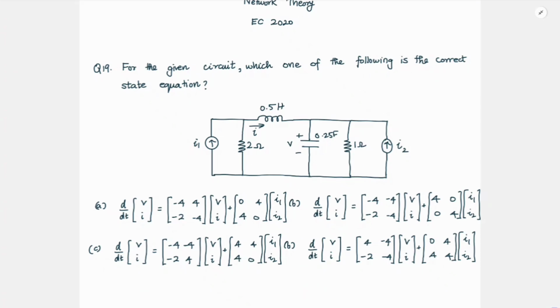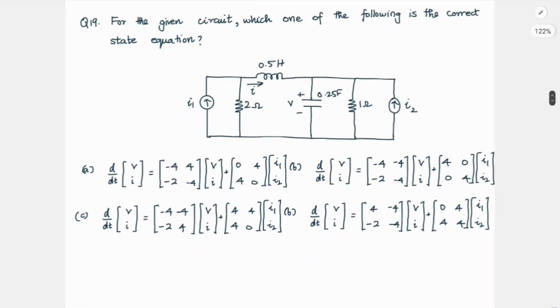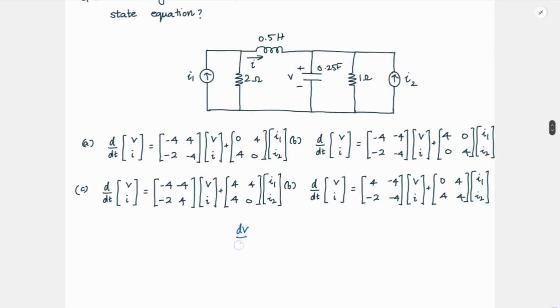So state equation you might learn in control system, but in the question it is clear, even if you only have the knowledge of network theory, what they are asking. So here they have given the circuit, and if you see the options, you have d by dt of V and I is equal to some relation between V, I, I1 and I2. So finally you want to express dV by dt as some function of V, I and I1 and I2. So V and I are nothing but the voltage across the capacitor and the current in the inductor respectively, and I1 and I2 are your independent current sources.